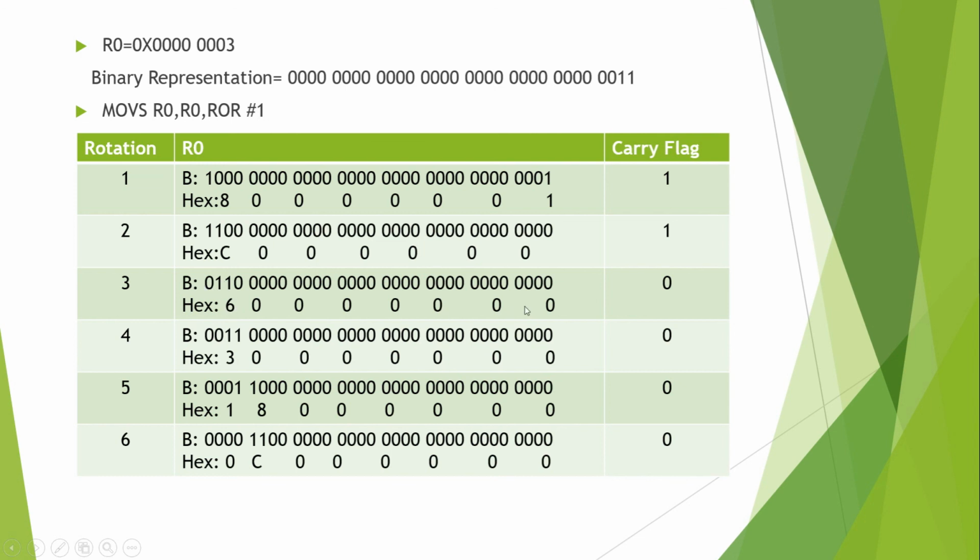So n number of times whenever we do this move instruction, it rotates and the rotated value is moved back to the register R0, and it also updates the CPSR flags. This is how the rotate instruction associated with the barrel shifter gets executed.